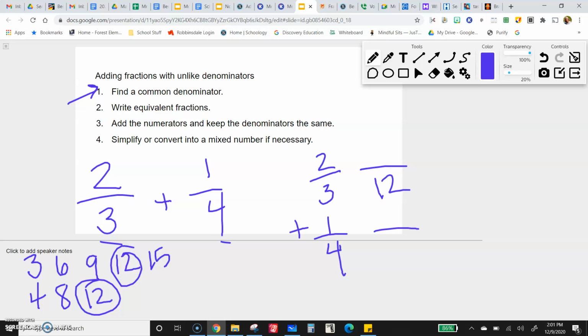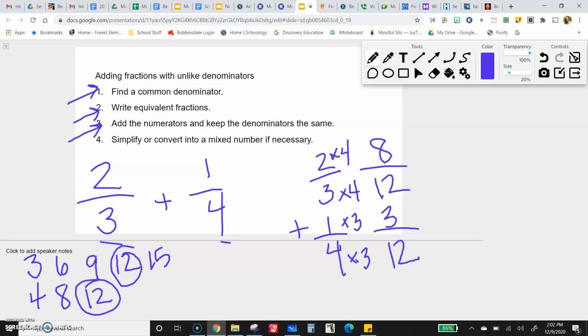So now I need to write equivalent fractions that both have the same denominator. So now they'll both have 12. So to do that, I have to think, what did I multiply by? Well, 3 times 4 equals 12. So then I do the top times 4 as well, and I get 8. I will multiply by something different on the bottom. Here, okay, 4 times 3 is 12. So I multiply the top times 3 and I get 3.